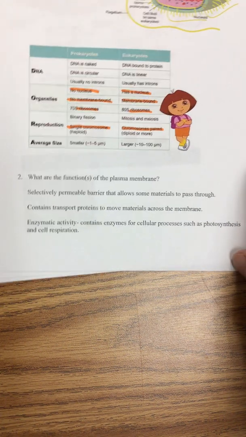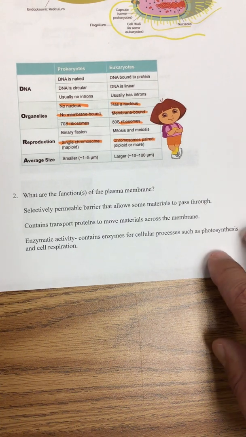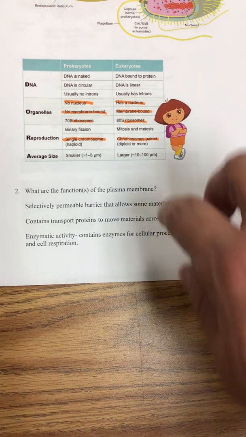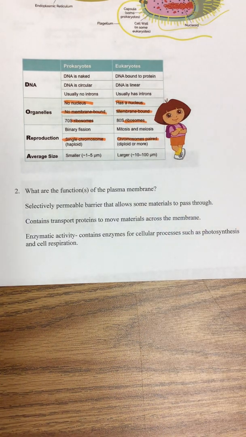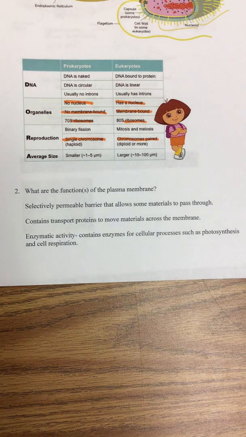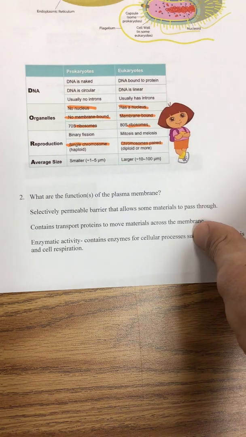Selectively permeable, which means it can allow some substances in, some substances out. Basically, it's going to be based on size, charge, and whether it's hydrophobic or hydrophilic. It contains transport proteins to move materials across the membrane, and we'll see a picture on the next page. So if a molecule is too large or does not have the right charge or polarity, we can still move large molecules across that membrane. Enzymatic activity: the enzymes for photosynthesis and cell respiration are actually going to be located in the plasma membrane.